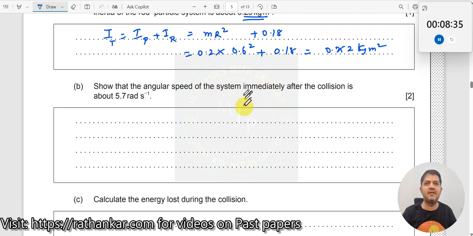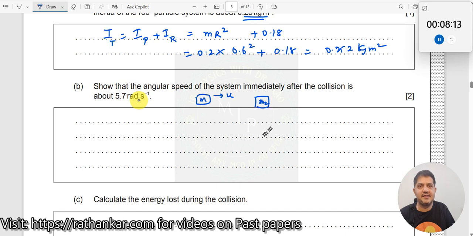Show that the angular speed of the system immediately after the collision is about 5.7 radians per second. Now this problem is very similar to linear mechanics. You had a particle of mass m1 moving with a velocity u, and there was another particle of mass m2 which was at rest. Then after this collides, what will happen? These two stick together and they start moving together with a common velocity. Now what did you say? So you see that whatever happens in linear mechanics, the same thing can be applied for rotational mechanics also.